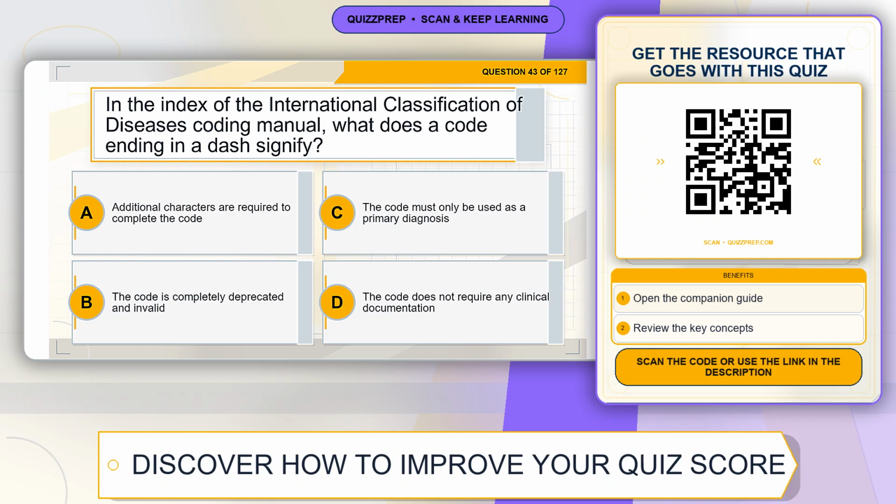Question 43. In the Index of the International Classification of Diseases Coding Manual, what does a code ending in a dash signify?